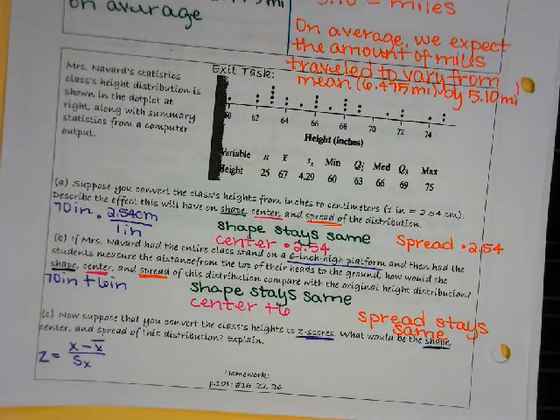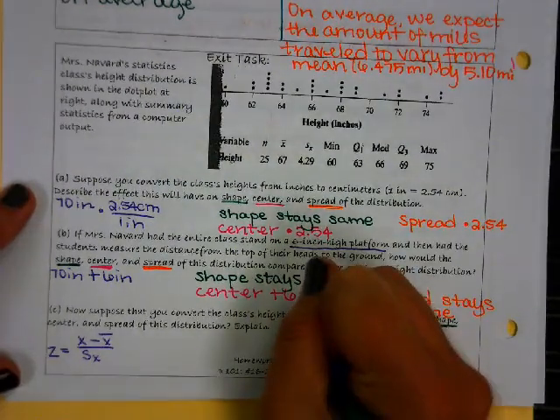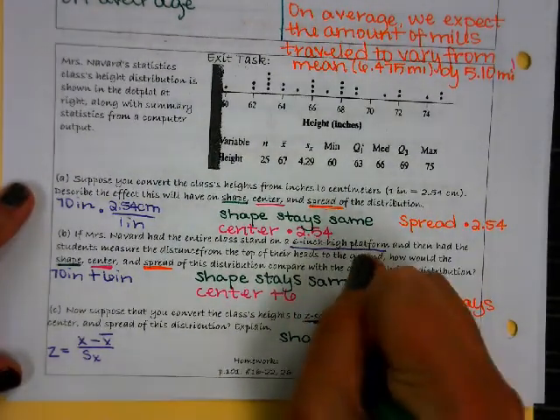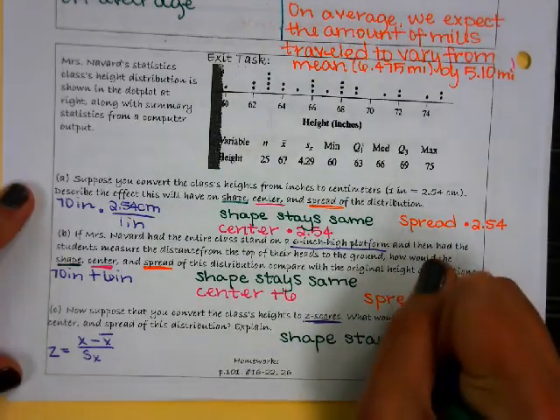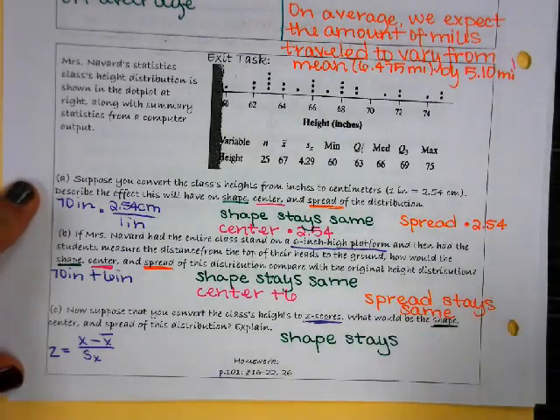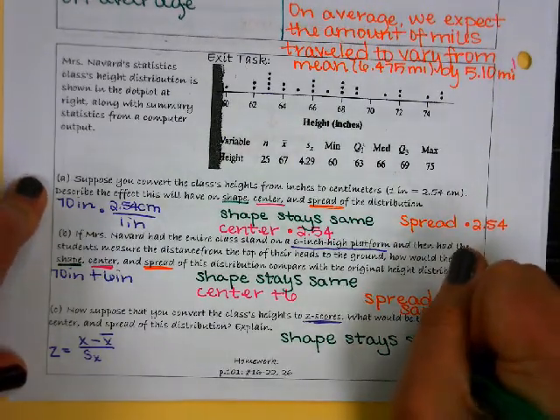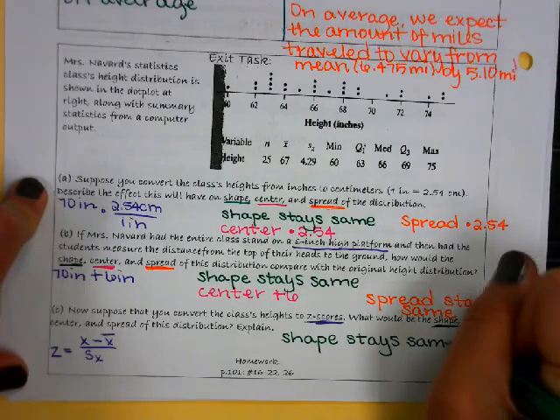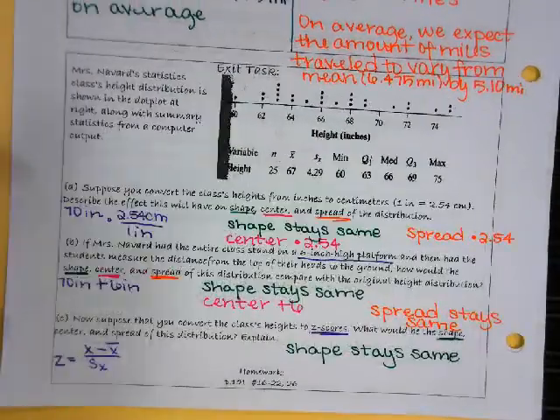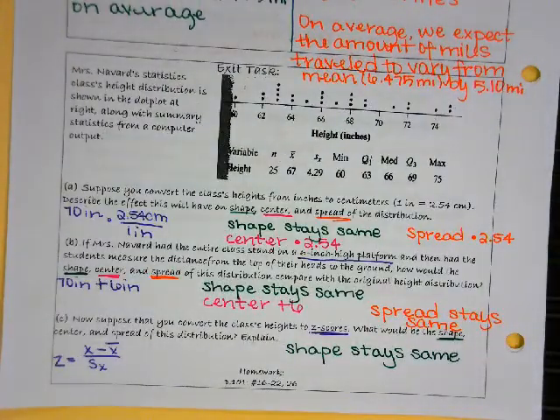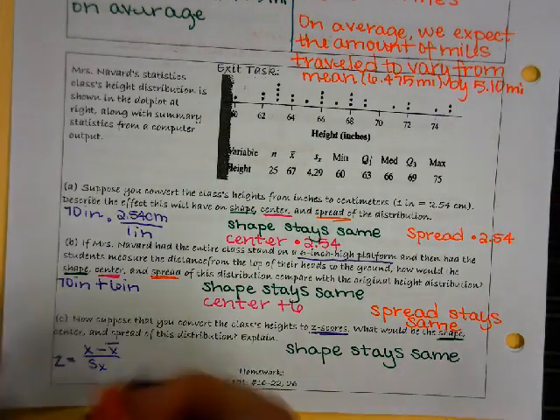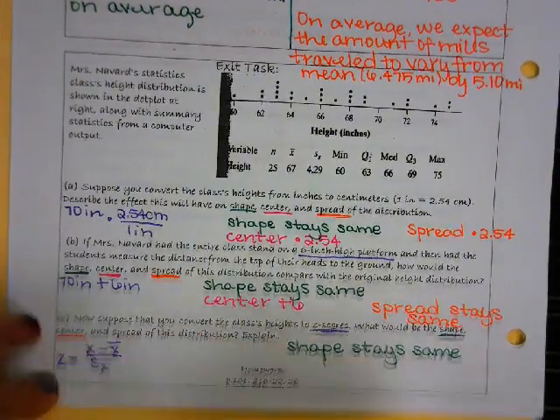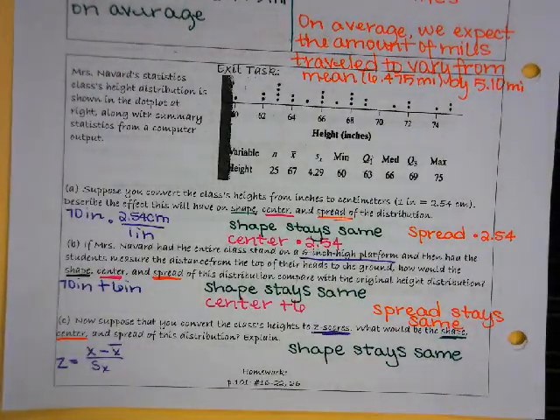So your shape is affected by nothing, really. Adding, subtracting doesn't change shape. Multiplying, dividing doesn't change shape. So our shape's going to stay the same. What about the center? Which of those affects the center? Subtracted and divided. Thanks, Hannah.